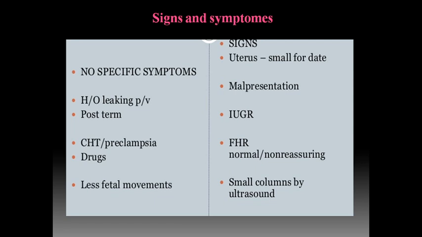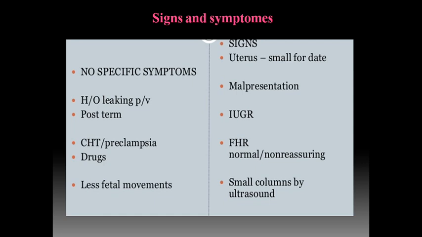And there will be a post-term history, and a history of CHT, that is hypertension, and preeclampsia, and usage of certain drugs and less fetal movements. These are some of the symptoms the mother will tell the nurses as well as the doctor, the gynecologist and obstetrician. So the symptoms she will explain are that she is having per vaginal leaking.